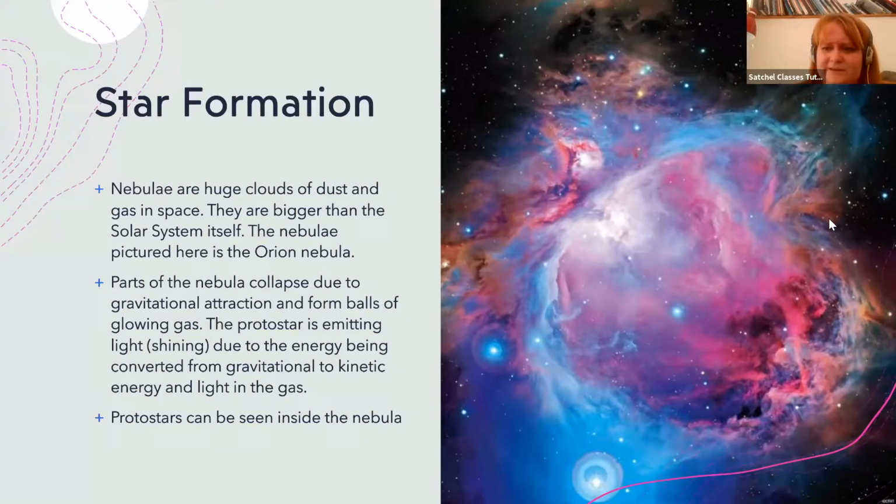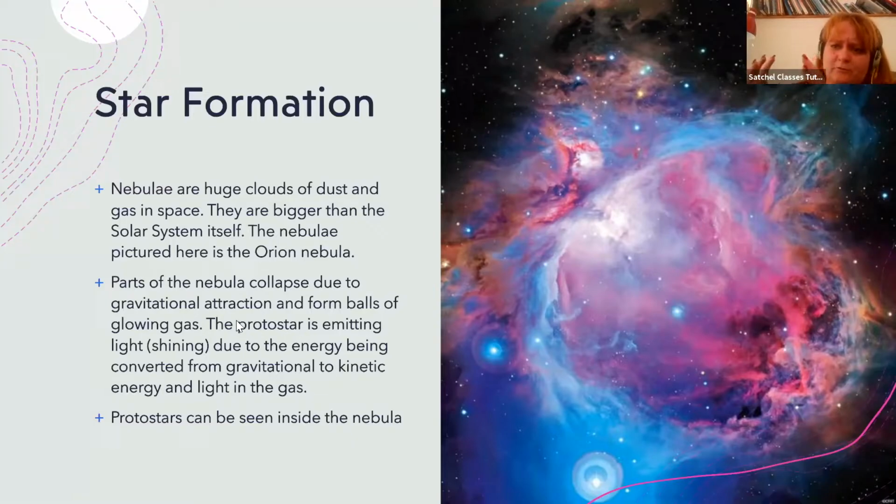So all the planets would fit inside this. It is that big. So parts of the nebula collapse due to gravitational attraction. The nebula actually collapses down because gravity attracts it, because there's so much mass there. Gravity attracts it together to form something called a protostar.